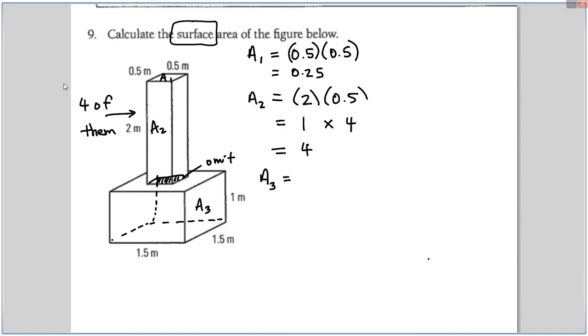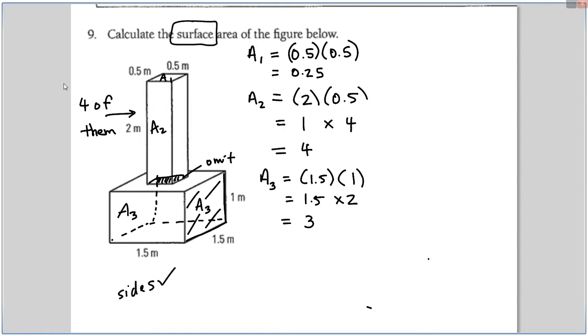Area 3. What's the measurement of area 3? 1.5 times 1. You see it? 1.5 times 1, you're going to get the area of this shape on the side. And then she says times it by 2 because there are 2 just like that. Right over here, area 3 over here as well. So then you get 3. So now the sides are taken care of. It's like a little mental check. Got the sides. Let's do the front and the back.